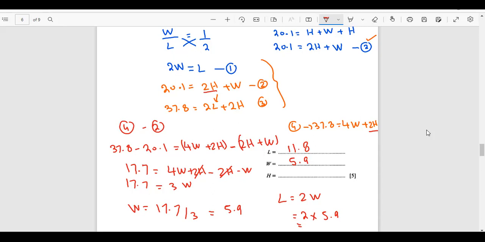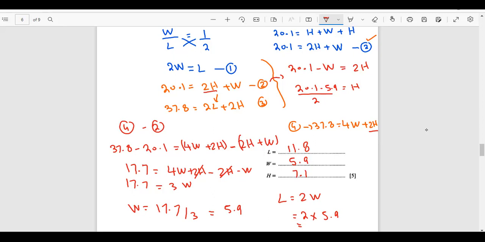You can use equation 2, okay? You can use this or you can use 3. That's completely your choice. So 20.1 minus W equals 2H. And then H is going to be 20.1 minus W, that is 20.1 minus 5.9, which is 14.2, divided by 2. Okay. So this would give you 7.1. This is going to be the value of H.